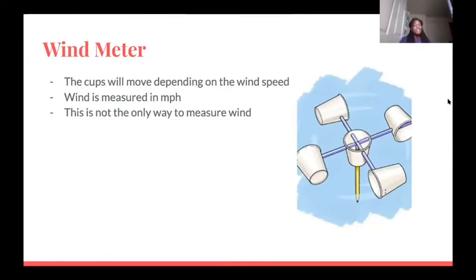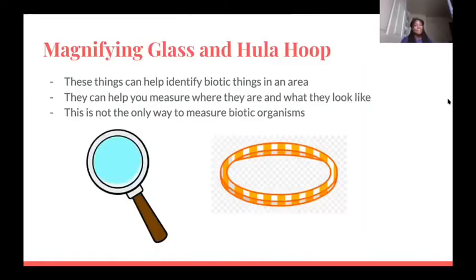Now the next tool is a magnifying glass and a hula hoop. Now think about how these tools can be used. Okay, a magnifying glass and a hula hoop are both great ways to help identify biotic things in the area. They can help you measure where they are and what they look like. These are not the only ways to measure biotic organisms.